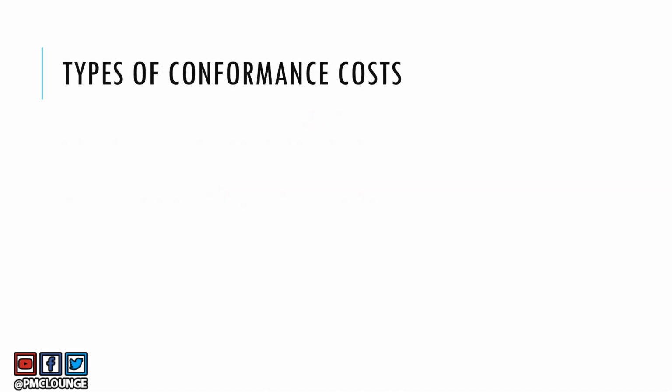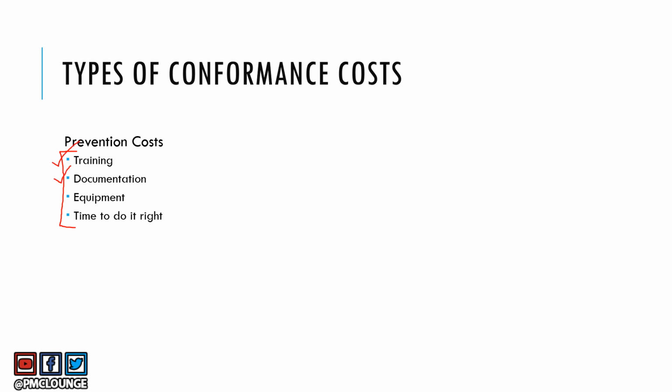Now, there are two types of conformance costs. Number one is prevention costs. So you do training, train the employees. You do documentation so that everything is documented. The end users, as well as the engineers, the project team, everybody knows what is being done. Equipment, if any specific equipment is required for completing your project, comes under prevention costs. Time to do it right. If you need more time to deliver the project right, do it. And that may come under prevention costs.